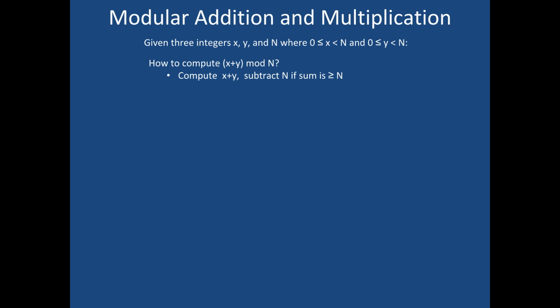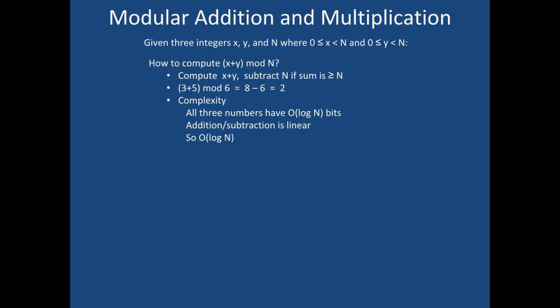So, great. 3 plus 5 mod 6 is just 8. 8 is too big, so subtract a 6 and we get 2. You never have to subtract more than 6 because you can't be too big, because x and y are small to begin with. And all 3 numbers have log n bits. So n is the modulus, none of the numbers are bigger than n, so they have log n bits. So addition and subtraction take just log n time, where n is the modulus.